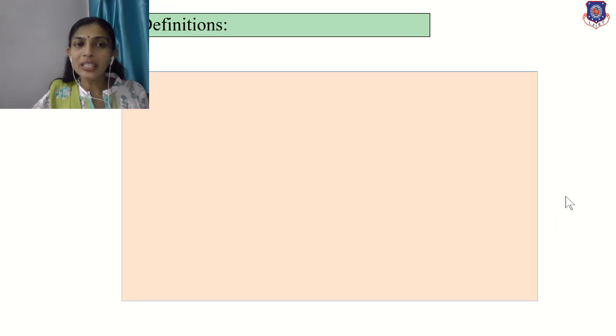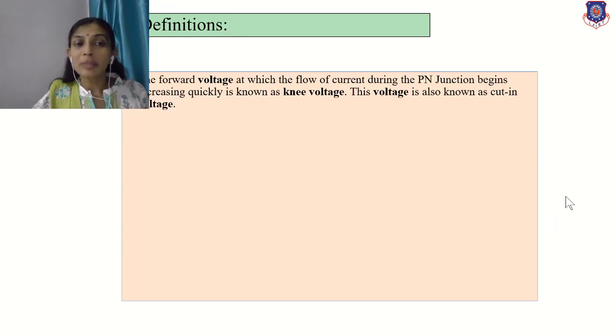So let's continue with all these definitions. Especially for all of you, I have defined here in words also the forward voltage at which the flow of current in the PN junction begins increasing quickly, that is known as knee voltage. This voltage is also known as cut-in voltage. Okay, dear students, knee voltage and cut-in voltage both are the same.